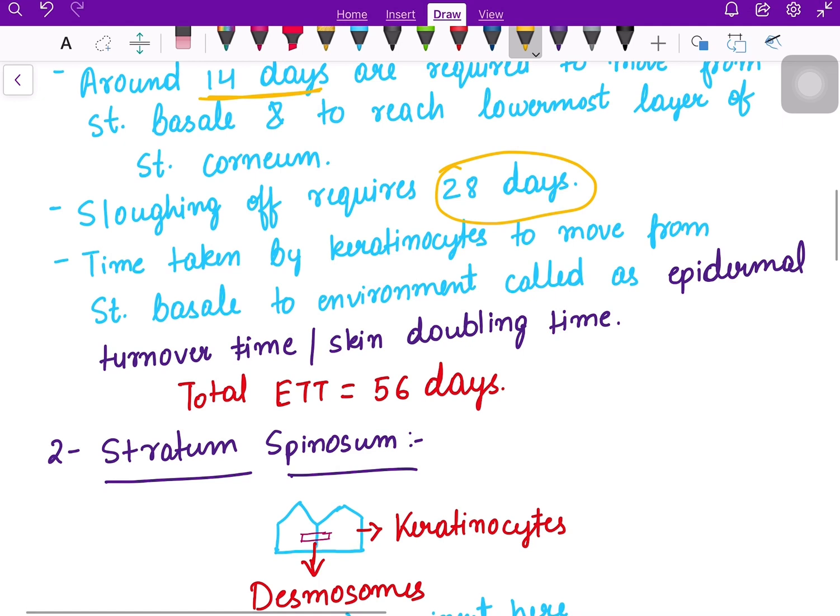The time taken by the keratinocytes to move from the stratum basale to the environment is called the epidermal turnover time, also known as skin doubling time, or ETT. In the physiological process, the total ETT, the epidermal turnover time, is 56 days. This we should remember.